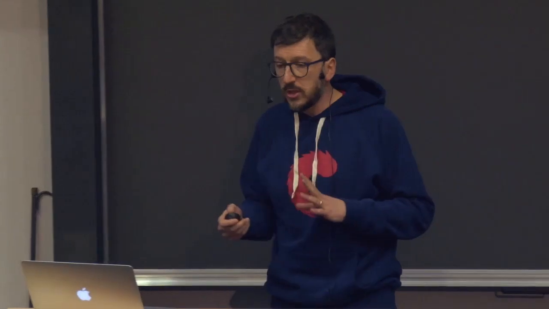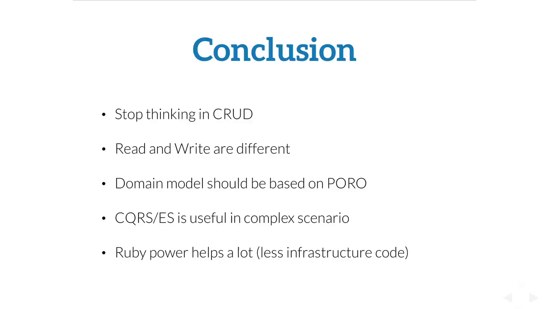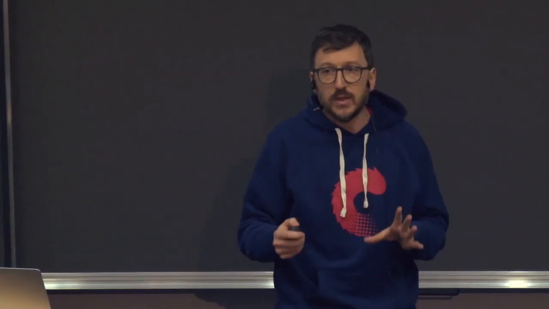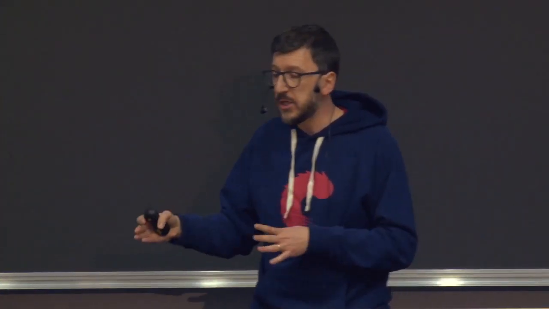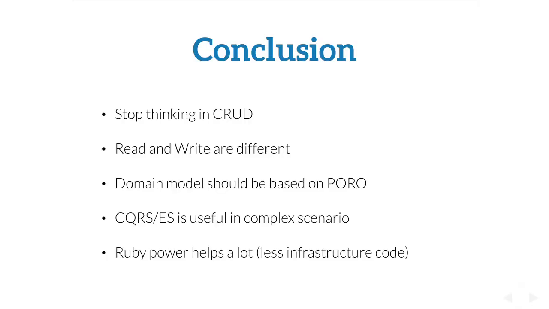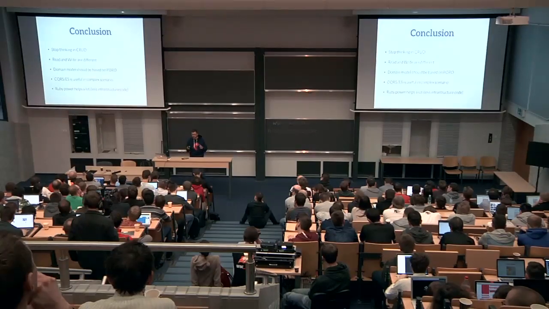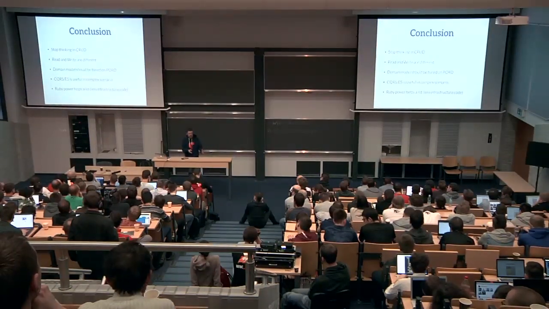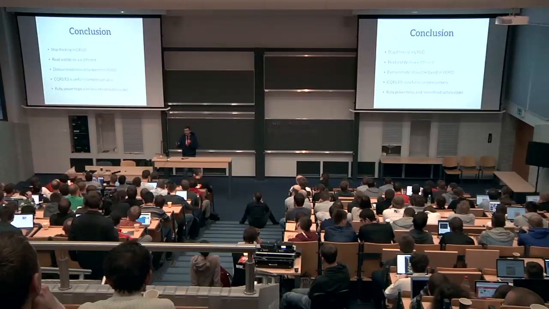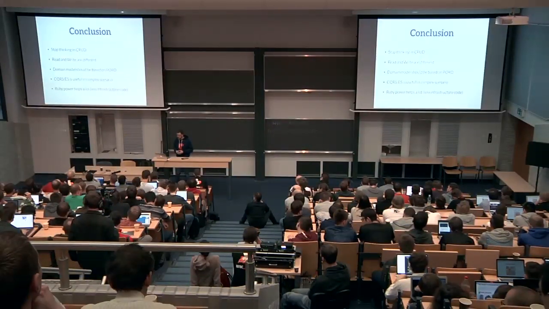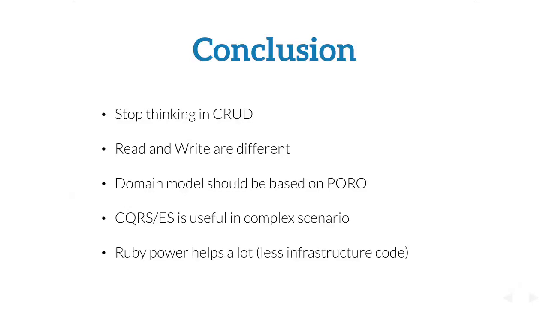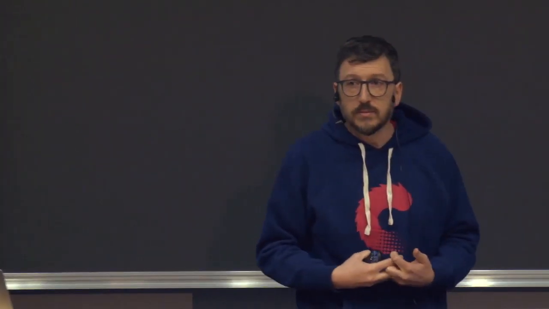So the conclusion is, first of all, stop thinking in CRUD, but start thinking in terms of business operations, okay? The user doesn't care about your database. Reads and writes are different. So the first step could be to separate the writing parts, you can just use ActiveRecord if you want, and the read parts. Domain models should be based on plain old Ruby objects, without the cost of infrastructure or other base classes and so on.